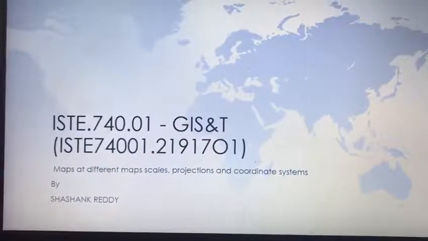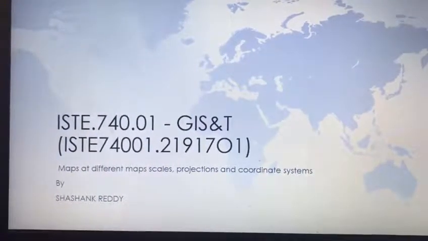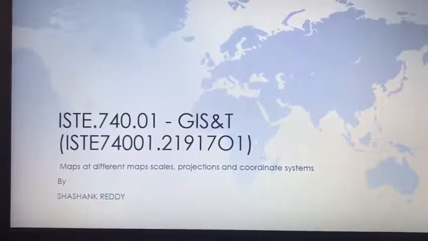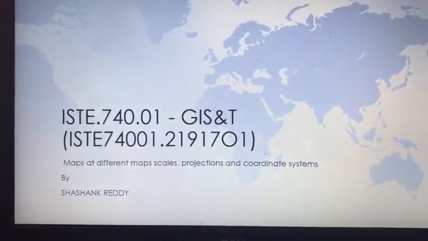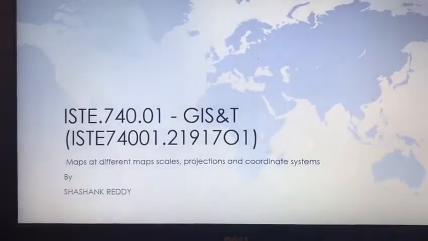Hello everybody, this is Reddy and today we'll be walking through my assignment for week 2 for GIS&T. That would be on maps at different map scales, projections and coordinate systems.